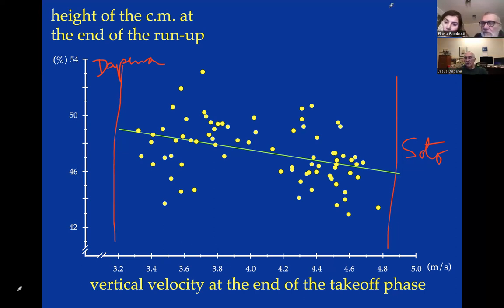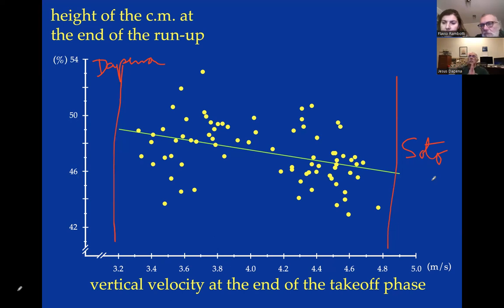So what we have here is a graphic that you see has more scatter than the previous one, but you can still see a clear downward trend, this green line. So this makes sense. The more powerful high jumpers, the stronger high jumpers, will tend to be lower at the end of the run-up than the weaker high jumpers. So what we want to do in this graphic is find out what is the optimum height of the center of mass.